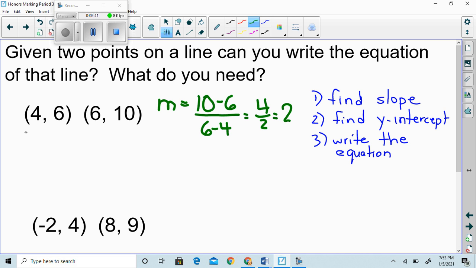I most of the time go to the first. And I'll take this x and y, and I'll use the slope and find my y-intercept. So y is 6, which is equal to the slope 2 times x, which is 4, and we're solving for b, just like we did in the previous set.